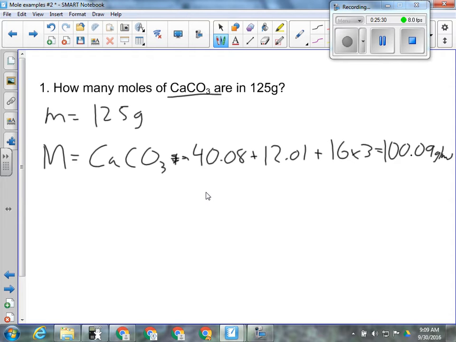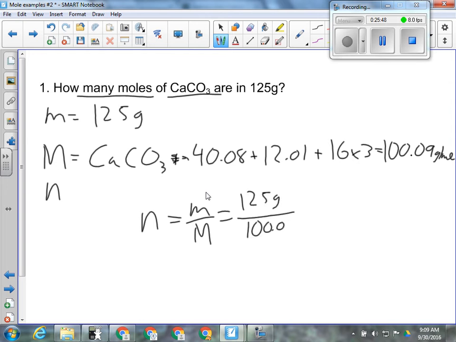grams per mole. They're asking how many moles, so I'm looking for n, which is perfect because I have the other two pieces of the mole equation right now. I have little m and I have big M. So all I have to do is plug in my numbers: 125 grams divided by 100.09 grams per mole.